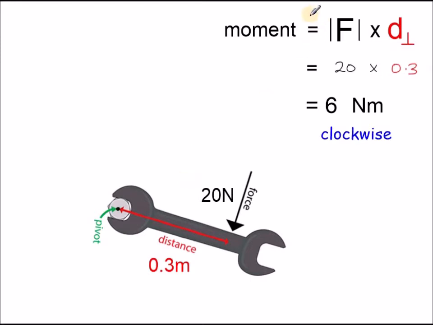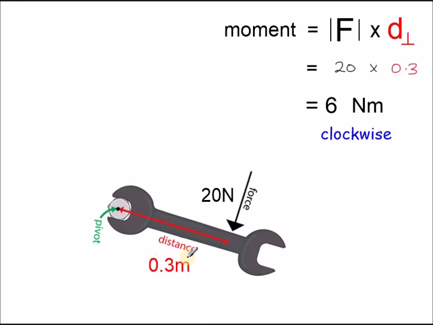using this simple formula: force, or the magnitude of the force, times the perpendicular distance. So we have a 20 Newton force and the distance in meters is 0.3, multiply, we get 6 Newton meters. Newtons from the force, meters from the distance. We need to give the direction of rotation, so that's the magnitude of the moment and its direction is clockwise.